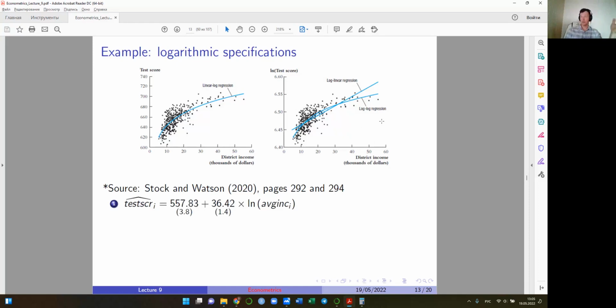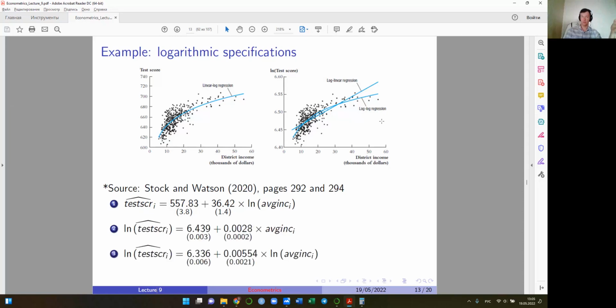Well, when we estimate the parameters, we do this. And again, the estimation does not change. We change the variables. For example, if we want to estimate the first model, we need to first create a new variable, and this new variable is going to be the natural logarithm of average income, and then apply a familiar OLS in order to estimate this model.